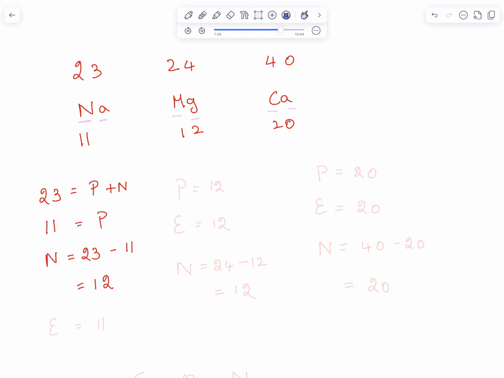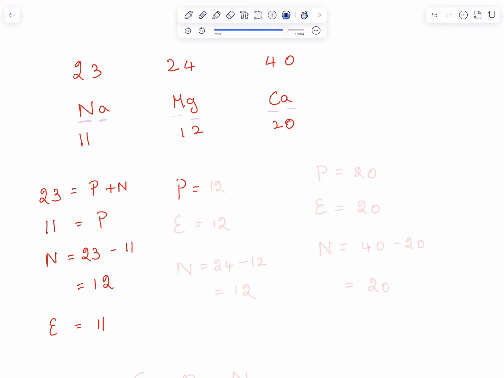Now remember what I said? The protons and electrons in an atom are equal because an atom is electrically neutral. Well done for remembering that. So the number of electrons in sodium will be equal to the number of protons, which is 11. Therefore, we have now found the number of protons, electrons, and neutrons in sodium. Similarly, you have to calculate for magnesium and calcium.